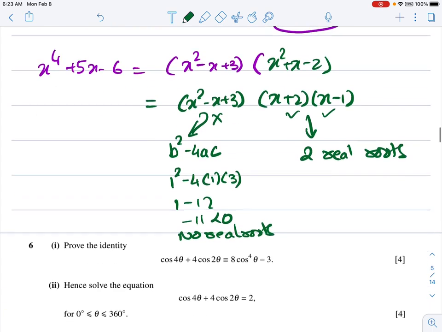So therefore there are how many real roots? There are two real roots. For this other quadratic factor, there are no real roots.